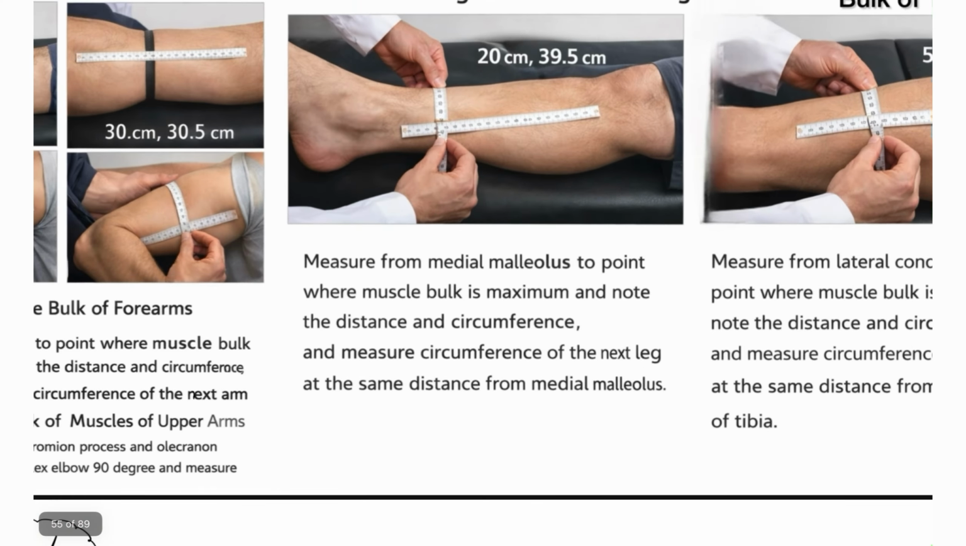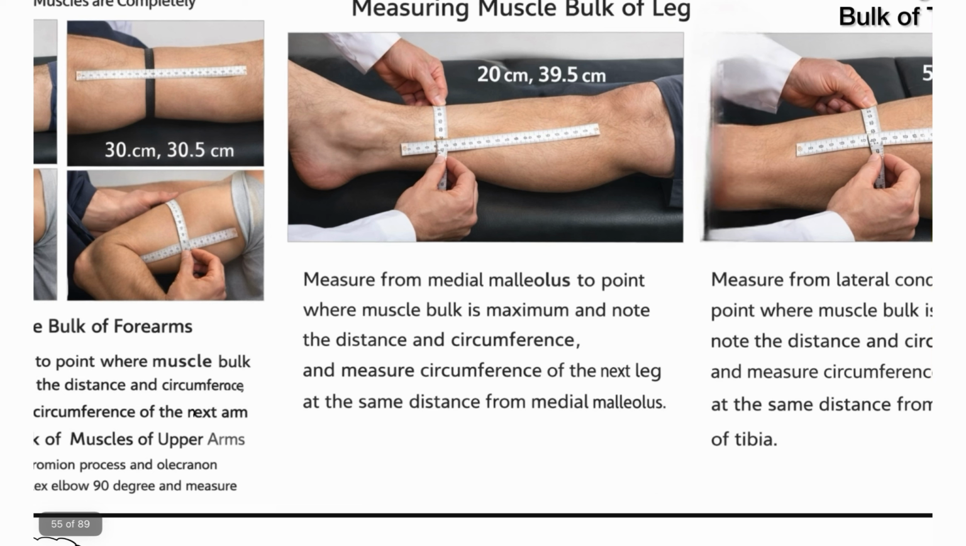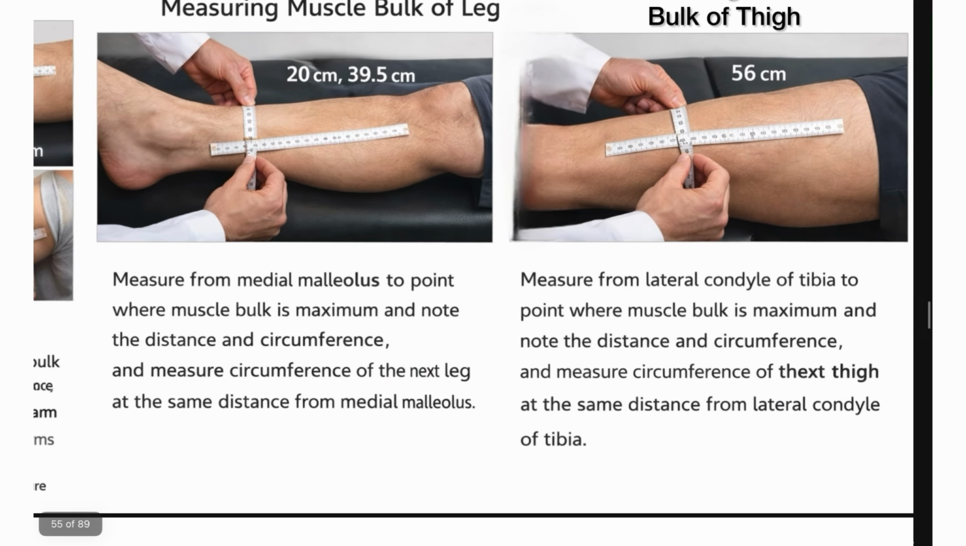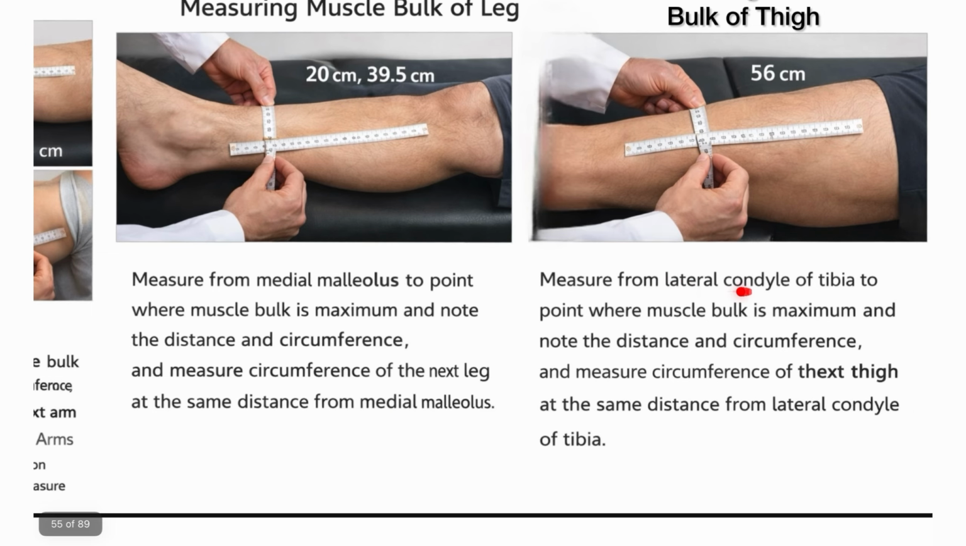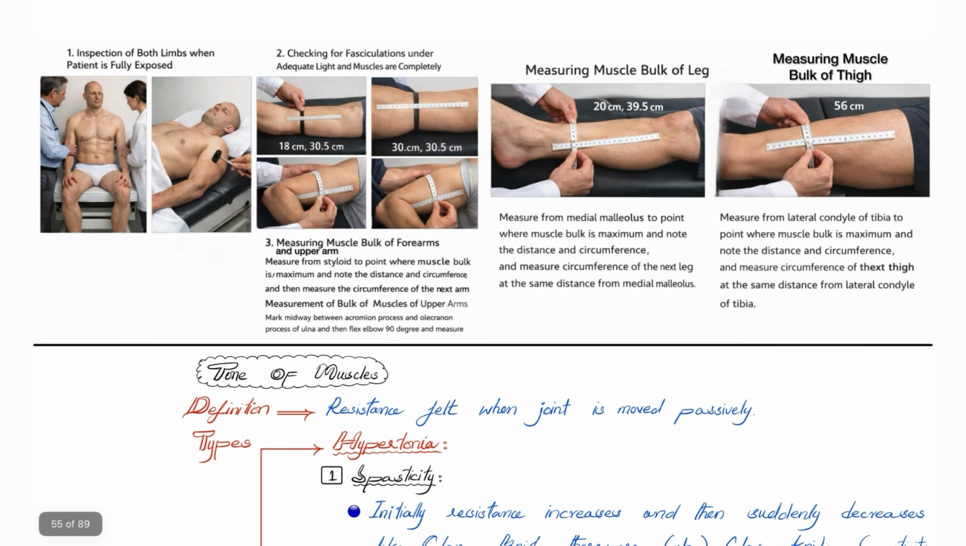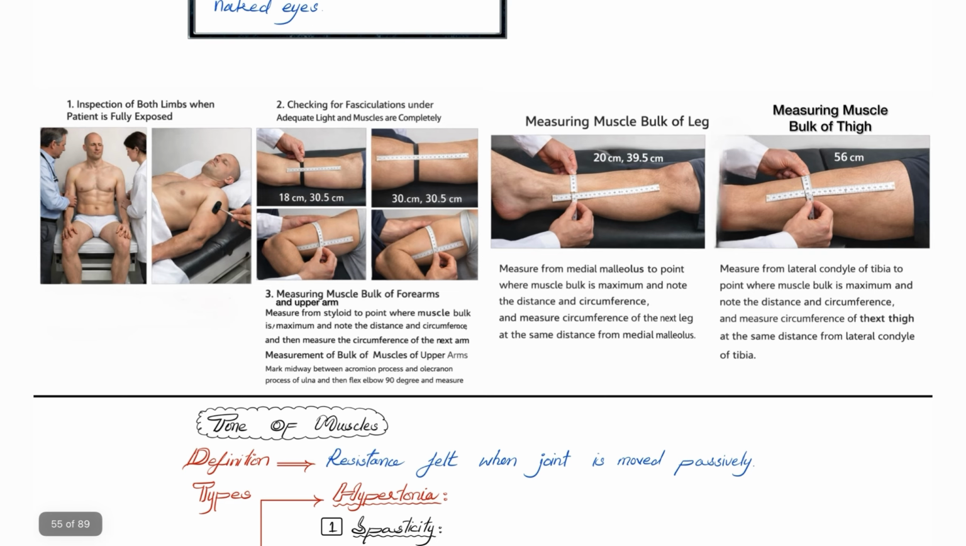For measuring the muscle bulk of the leg, you need to take the distance from medial malleolus to the point where muscle bulk is maximum, and then note the distance and circumference, and measure the circumference of the next leg at the same distance from medial malleolus. For muscle bulk of thigh, measure from lateral condyle of tibia to the point where muscle bulk is maximum, and then note the distance and circumference, and then measure the circumference of the next thigh at the same distance from the lateral condyle of tibia and compare them together. This is how you may measure the muscle bulks of upper limbs and lower limbs.